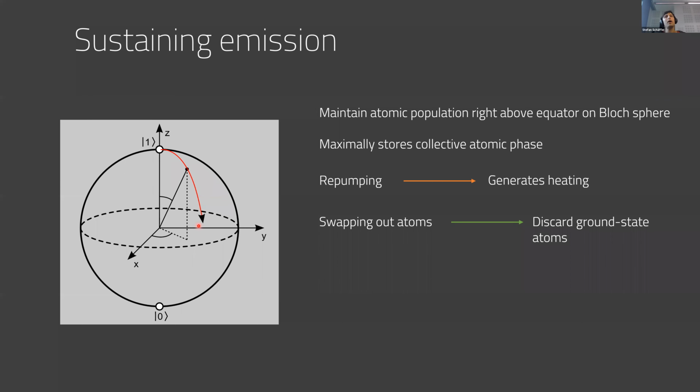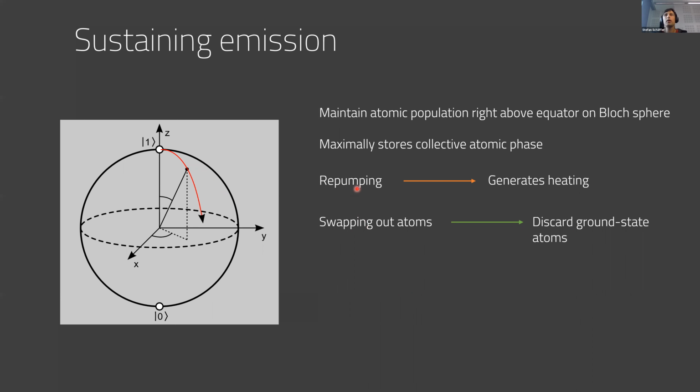So we want to somehow extend the duration of this fall from the top to the bottom. And we actually want to extend it in such a way that we become more or less stationary and stay right about here, over the top of the equator. This is not something we can do for a single atom, but for the ensemble as a whole it is actually possible. It could be done via repumping, or it could be done by swapping individual atoms in and out.